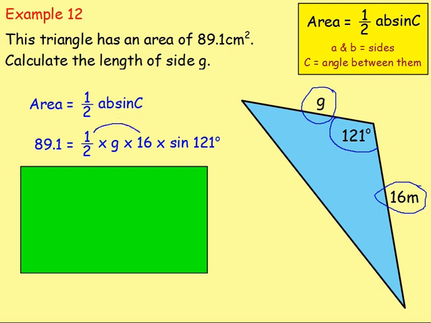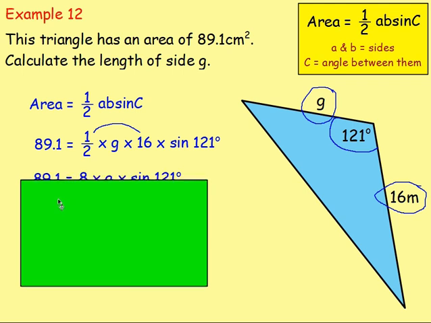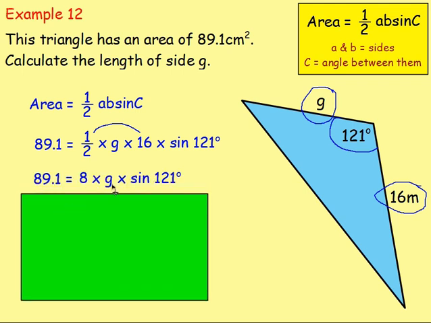After that, again, you can do this different ways. I just like to do a half of just the number. So a half of 16 would give you 8. So 89.1 is going to be 8 times G times the sine of 121.